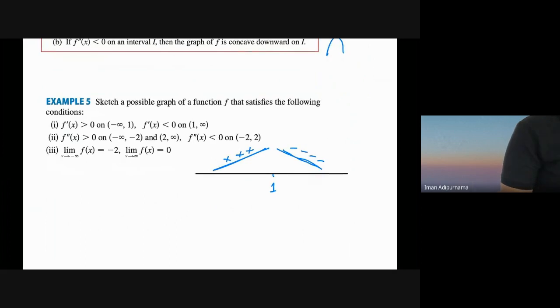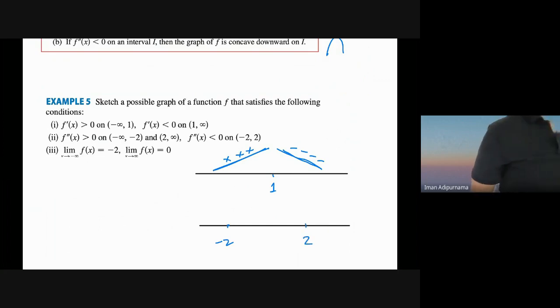And the second one, you have negative 2 and 2. So the second derivative is positive, and then negative, and then positive. Meaning this will be concave upwards, this is concave downwards, and this is concave upwards.